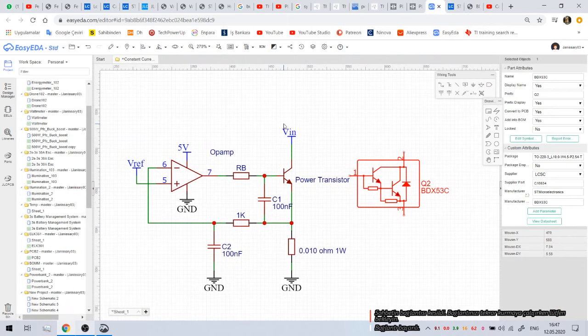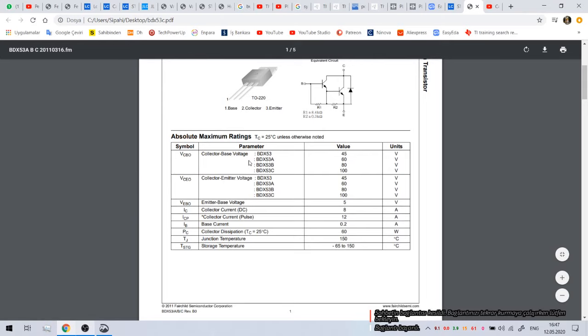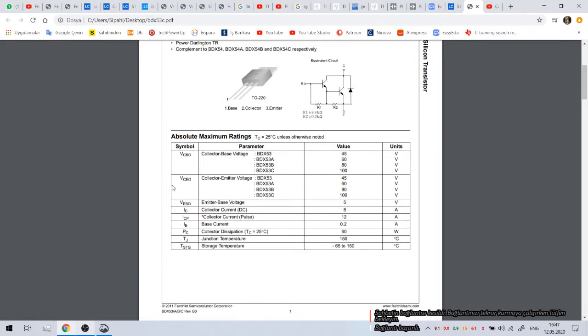We need a 10 amp, 100 watt rating transistor here. As you can see, the voltage rating of the BDX53C is 100 volts, much higher than we need. I want to design maybe 30 volts, not higher than this, but we can also use 100 volts. We will see. Emitter base voltage not important. Collector current is 8 amp continuously. Collector dissipation 60 watt.